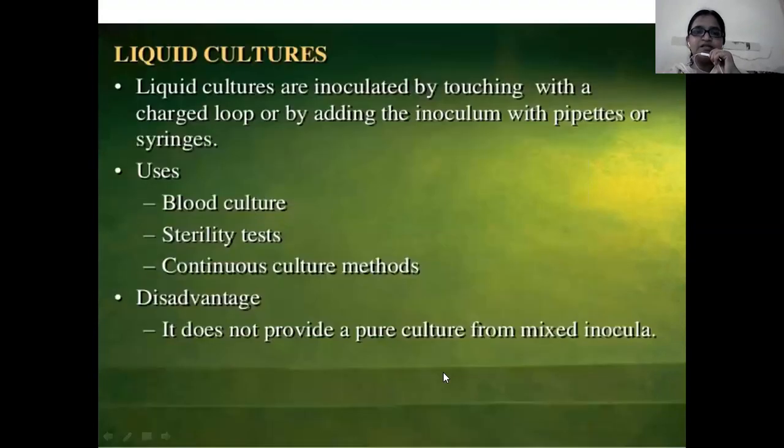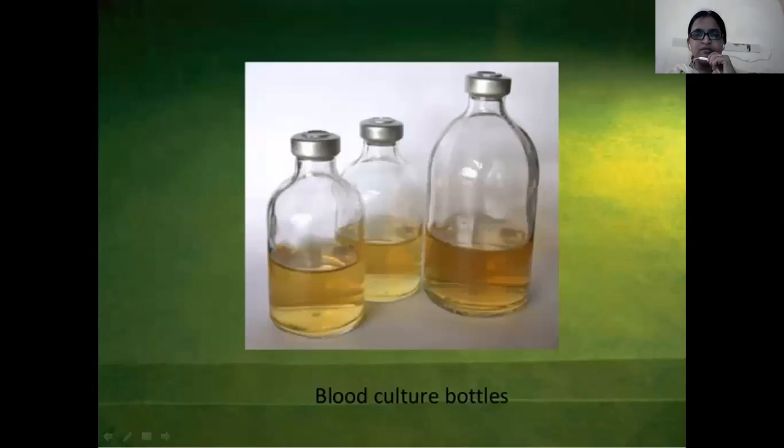And liquid cultures are inoculated by touching with a charged loop, or by adding the inoculum with the pipette. Liquid culture means here we are taking liquid media, and we have to inoculate into liquid media by touching the inoculum with a loop, or we can add a liquid inoculum into this liquid culture. Examples are blood culture, sterility tests, etc. So one of the disadvantages, we can't get pure culture over here. This is the blood culture bottles.